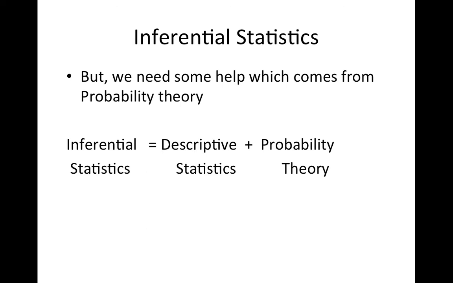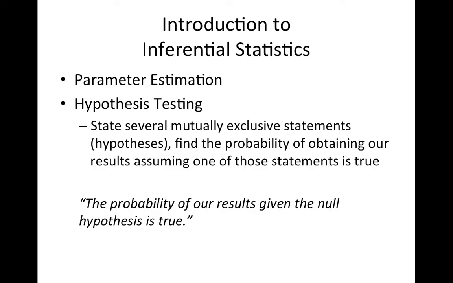Now, we need some help from probability theory in order for inferential statistics to work. What that means is that most people view inferential statistics as descriptive statistics plus probability theory. So, as an introduction to inferential statistics, what we talk about in the book, and what I'm going to talk about here, is that inferential statistics basically has two branches. One is called parameter estimation, and the other is called hypothesis testing.